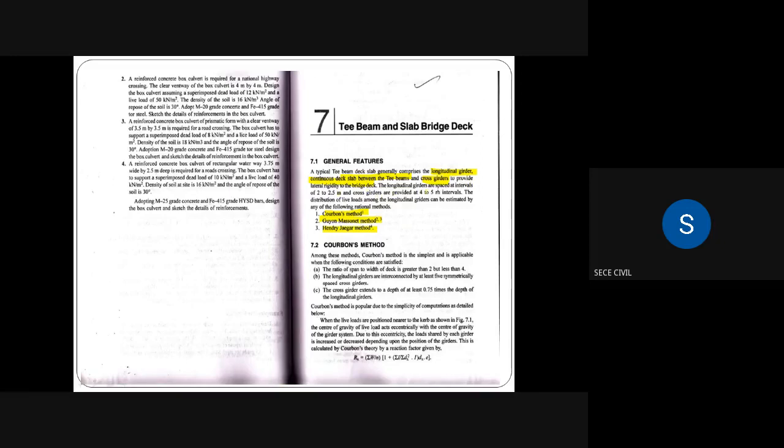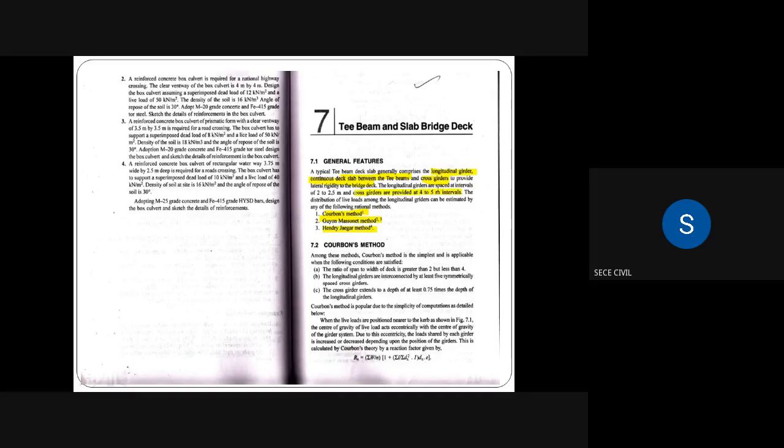The longitudinal girders are spaced at intervals of 2 to 2.5 meters. Note down this point. Cross girders are provided at 4 to 5 meter intervals.